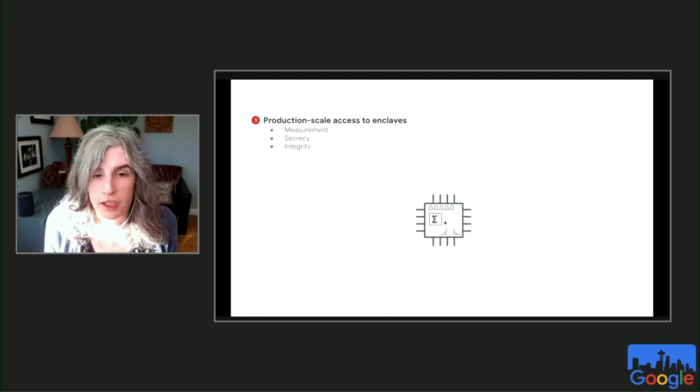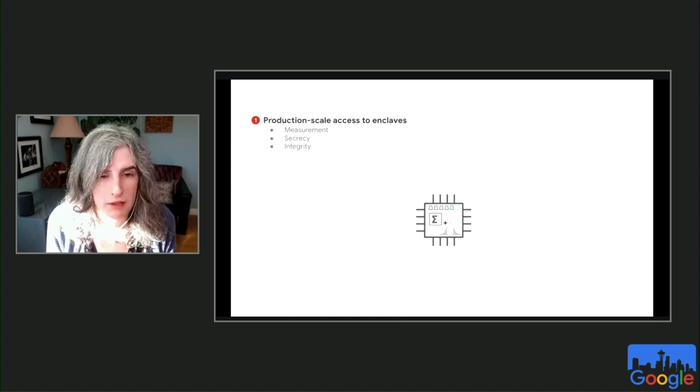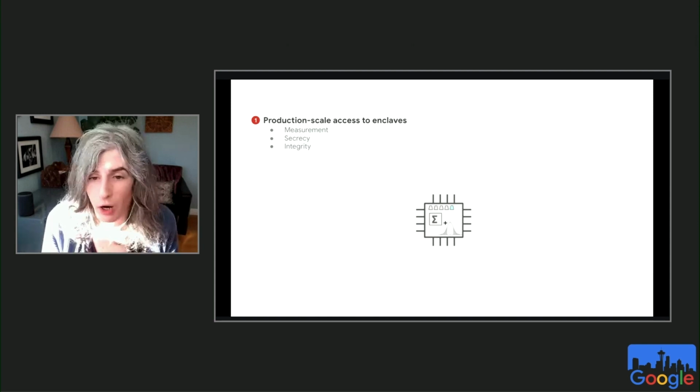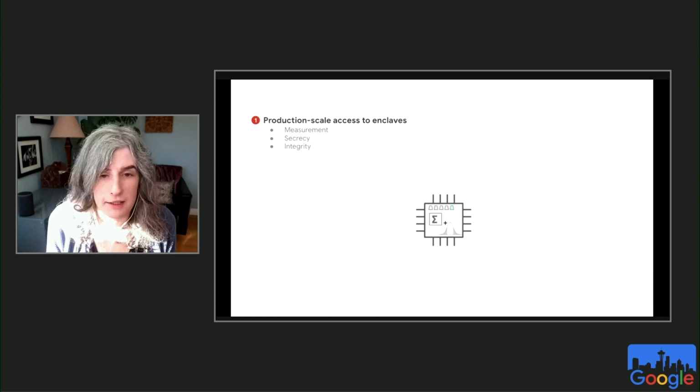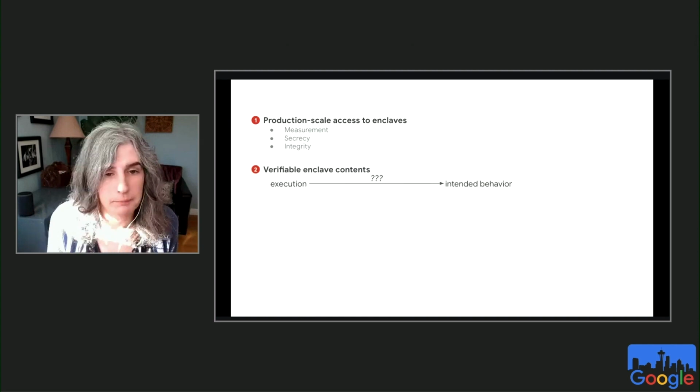Well, the first thing you need is production scale access to enclaves, to the hardware that provides these specialized properties. Specifically, the properties we're interested in are measurement, being able to have hardware that can provide cryptographic guarantees about what is running inside that hardware, what is the process that's running; secrecy, promises that what is running inside this enclave is not visible to anybody else, including the root or hardware owner; and integrity, that the root hardware owner is also unable to influence what's happening inside of this hardware. And you really need all three of these properties to be fully in place in order to achieve the kinds of goals that we're after.